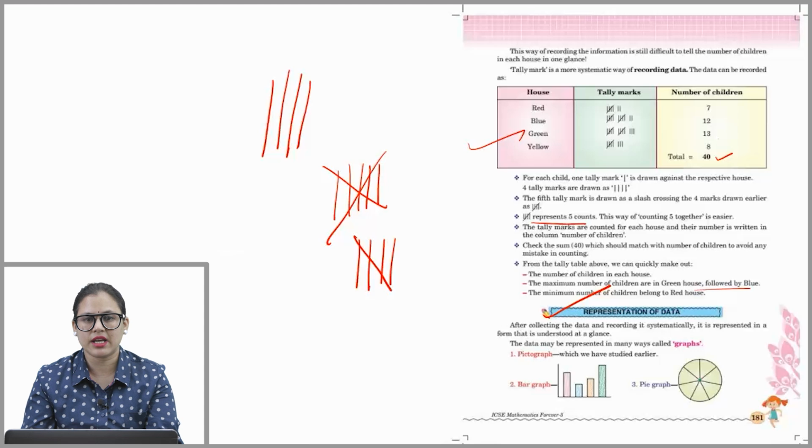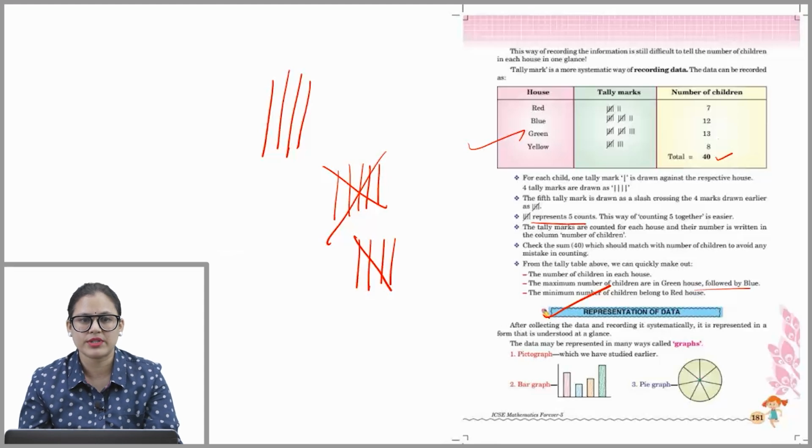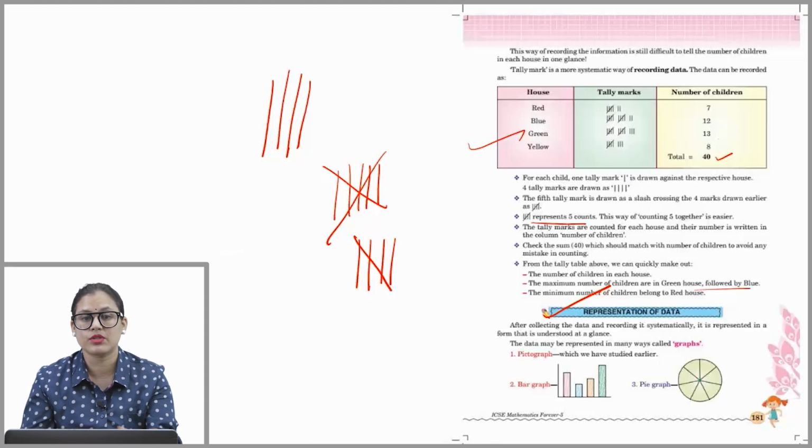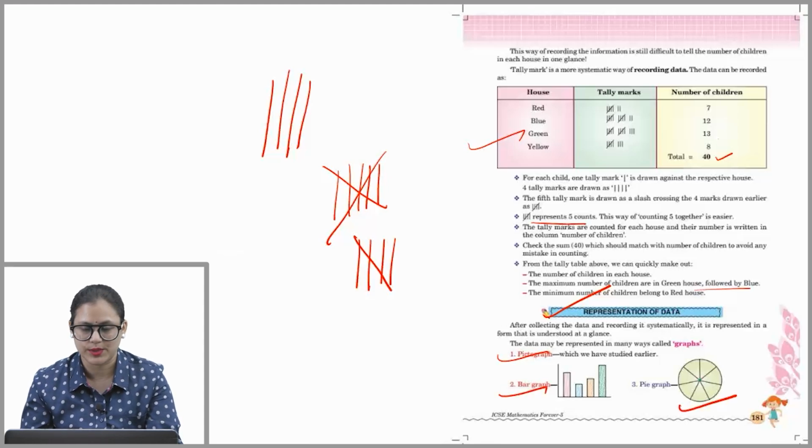Now, representation of data. After collecting the data and recording it systematically, it is represented in a form that is understood at a glance. The data may be represented in many ways called graphs: pictograph, which we have studied earlier, bar graph and pie graph, or you can say pie chart also.